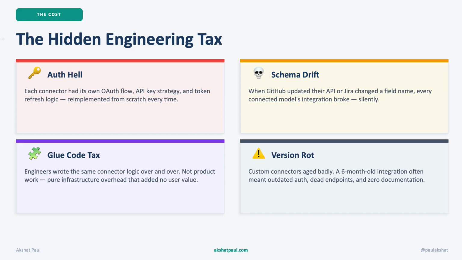And fourth, version rot. Custom connectors aged terribly. A connector built 6 months ago was often running against a deprecated API version with no documentation, maintained by someone who'd since left the team. Organizations weren't abandoning AI because the models were bad. They were abandoning AI projects because this integration tax was killing momentum.